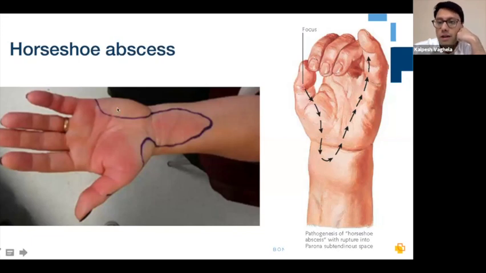So this requires multiple approaches to drain those abscesses and make sure there's no foci of pus left over. So if you see something like this, it's quite an interesting presentation of a deep space infection.